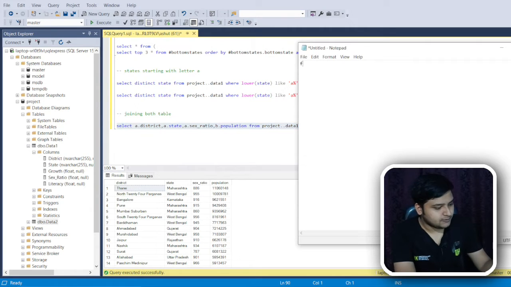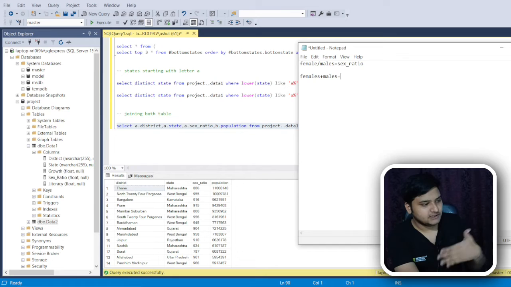I'll open my notepad and try to demonstrate the formula here. Total number of males to total number of females is equal to the, I will just write the column name here. Know that the total population will be constituted by the males and the females, if we are disregarding the other genders as well.